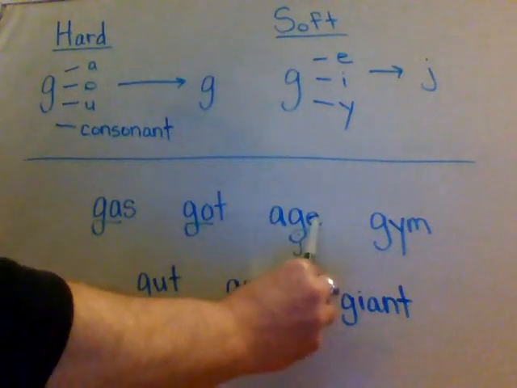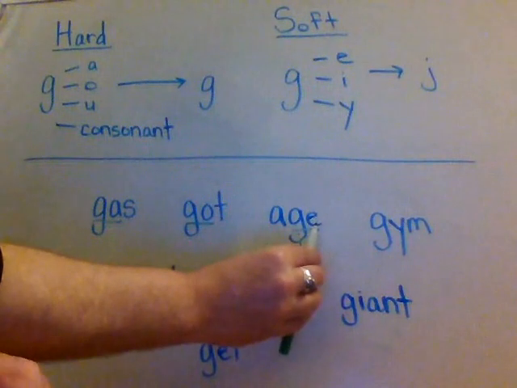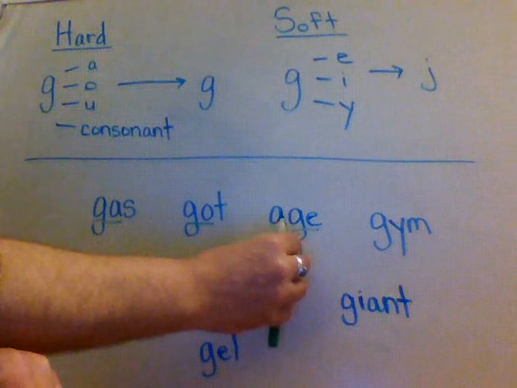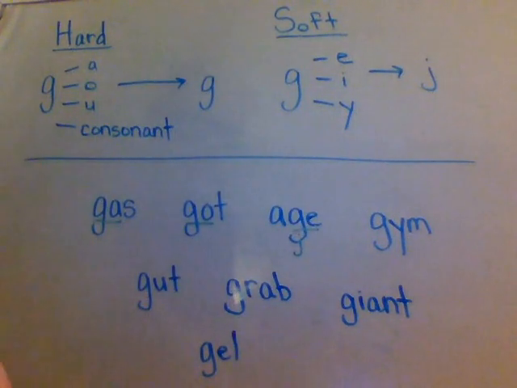Age. It's also a magic E word. Like, what age are you? How old are you? And the E has two jobs in this word: to be silent and magic and let the first vowel say its name, and soften the G down to a J. So you can have soft G in lots of magic E words.